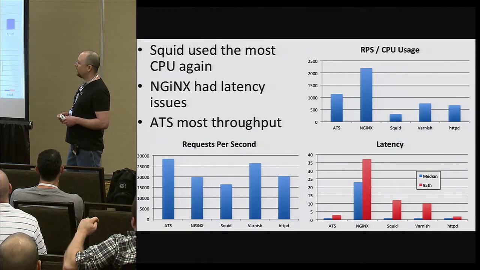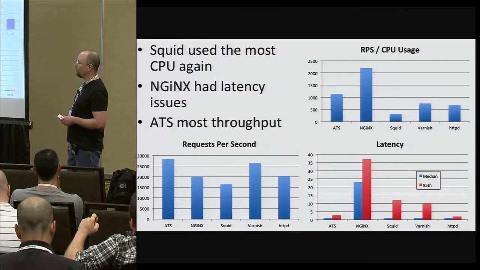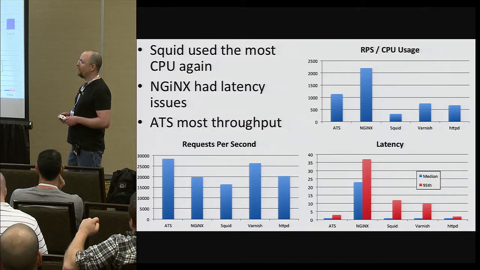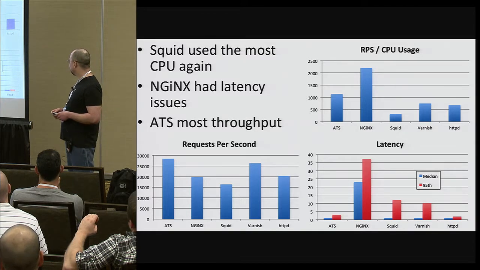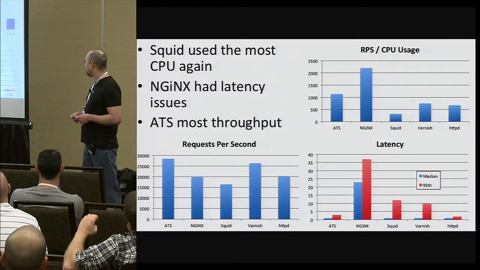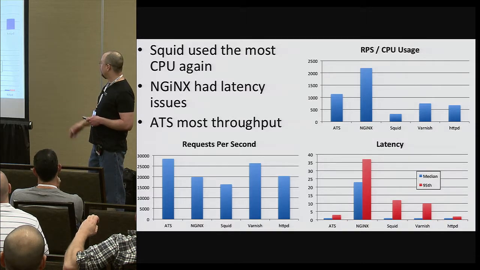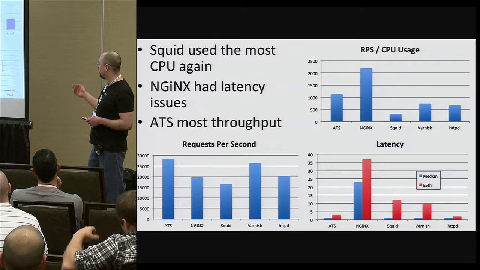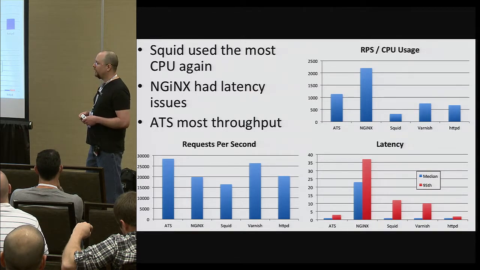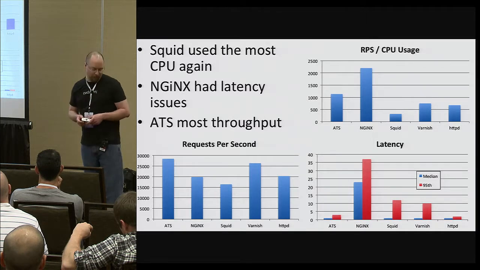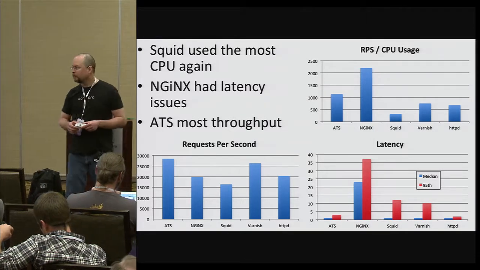ATS did better in efficiency, a lot better than, say, Squid. Squid was, again, very bad on CPU usage. And then Varnish and HTTPD. On the latencies, the two that did the best were ATS and HTTPD. It was 1 millisecond for the mean, and for the 95th percentile, HTTPD did the best at 2 milliseconds, and ATS was at 3 milliseconds. I mean, all really, really good.